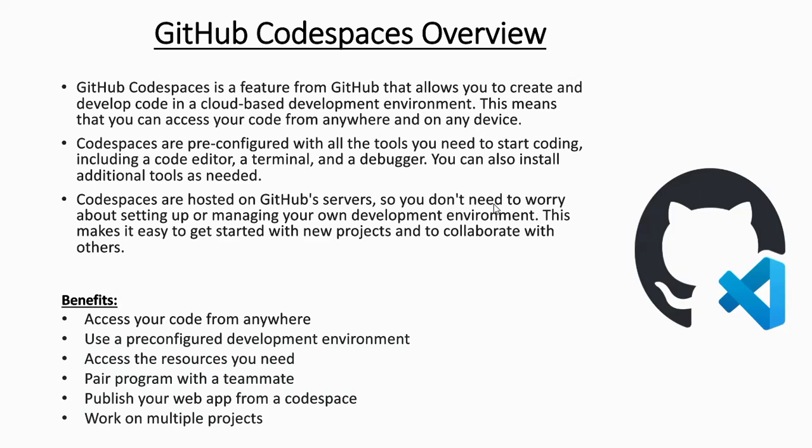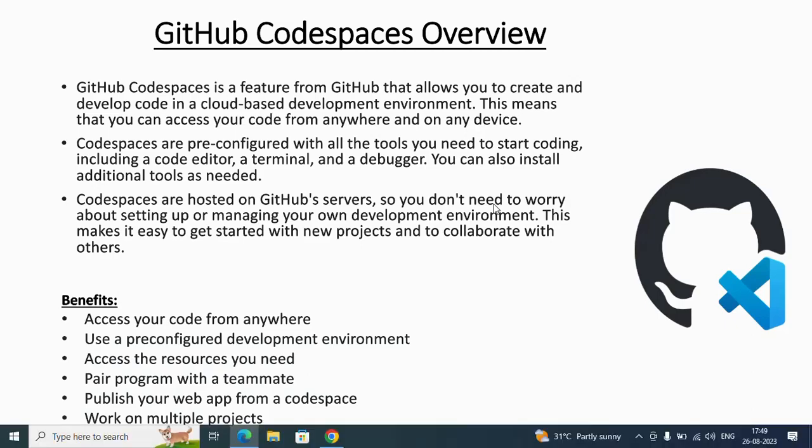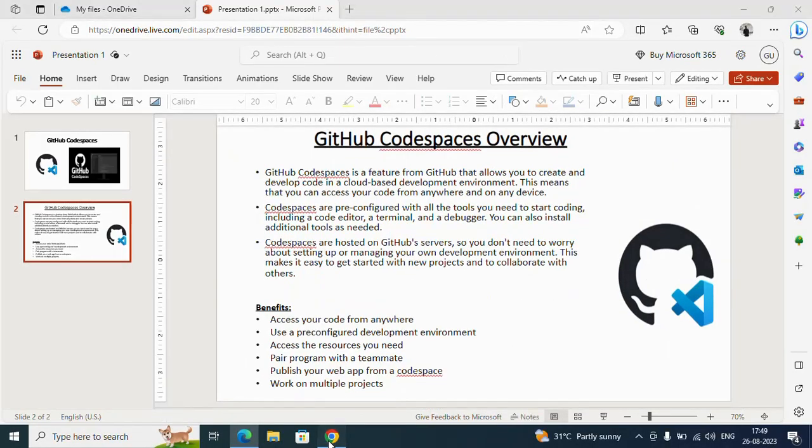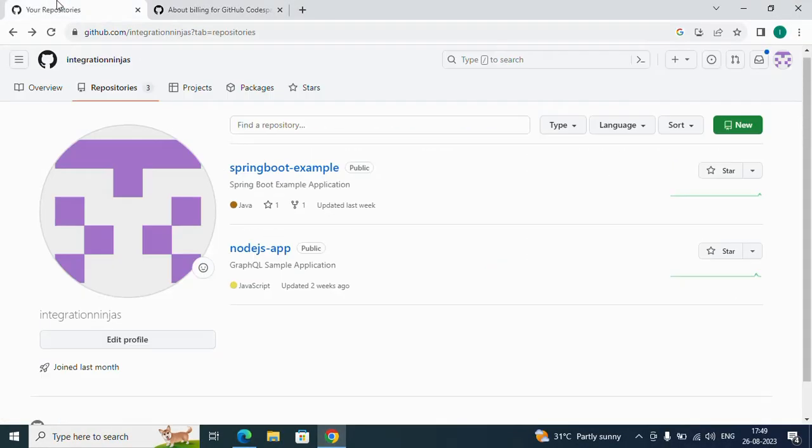When working on multiple projects, you can use multiple codespaces to work on separate projects or different branches of the same repository, on different browsers as well. Yeah. So let's now see how we can use GitHub Codespaces practically. Okay.